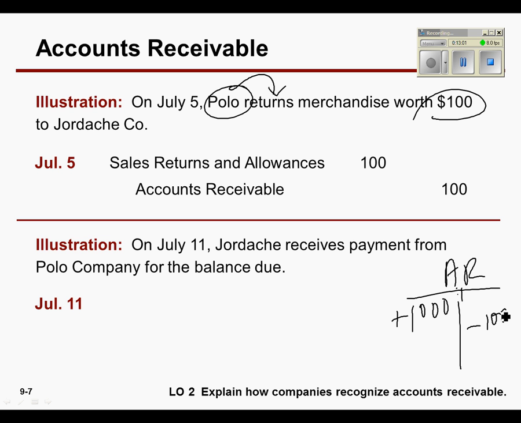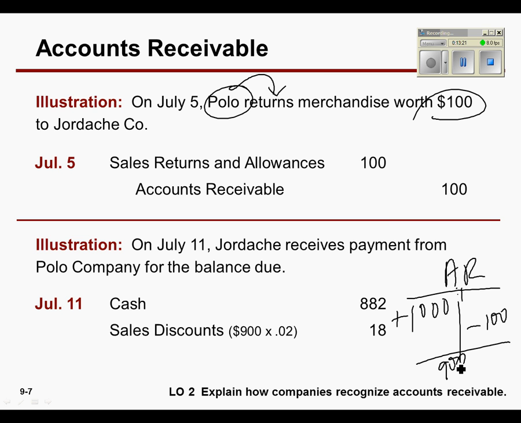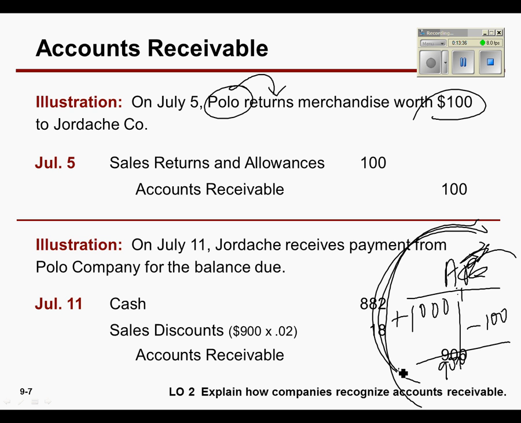And then on July 11th, we received their payment. Whoa! According to this, they owe us $900. Why'd they only pay $882? We gave them the 2% discount. I hate when this happens. Oh, we have 2 debits that are going to equal what? The $900 credit that they originally owed us.